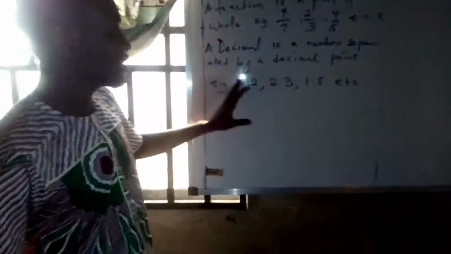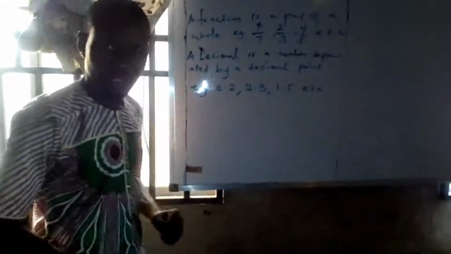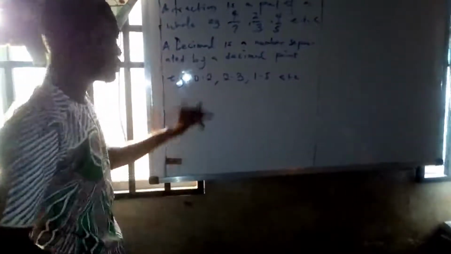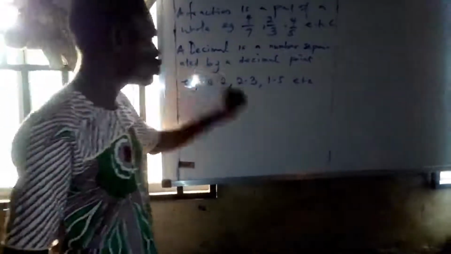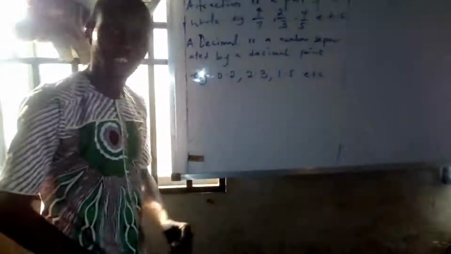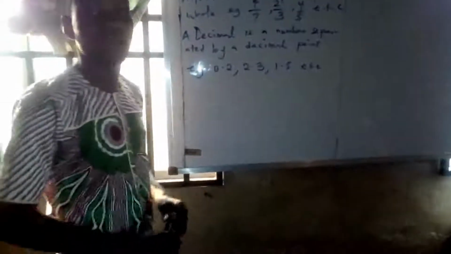A decimal is a number that is separated by a decimal point. We have two parts, the whole part and the decimal part, with examples like 0.2, 2.3, 1.5, 44.7. Any number with a decimal point is a decimal number.